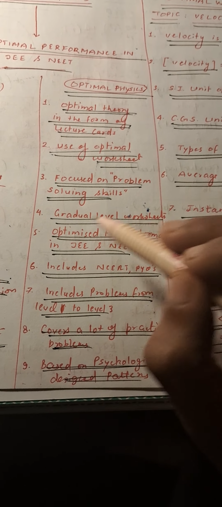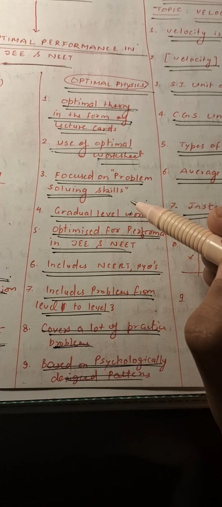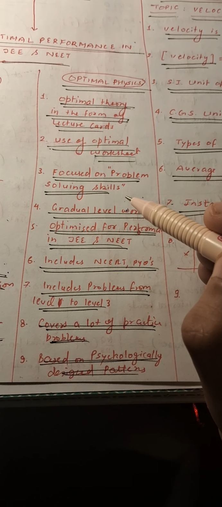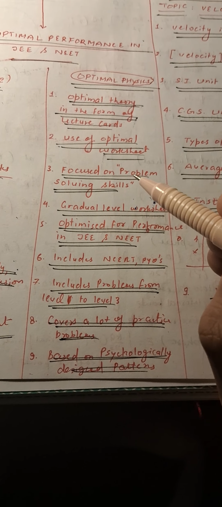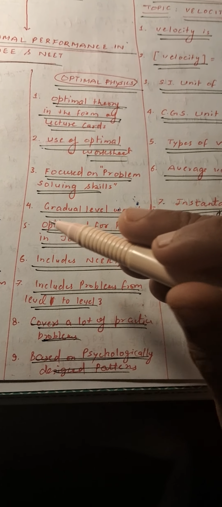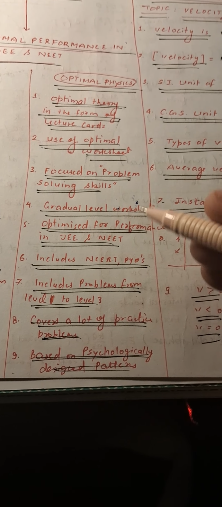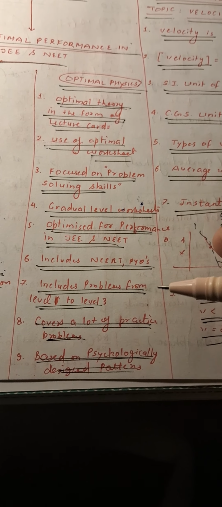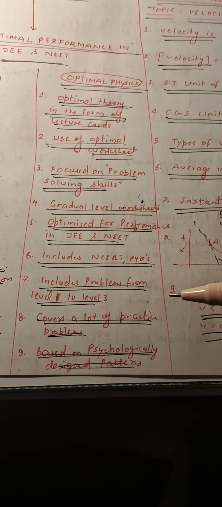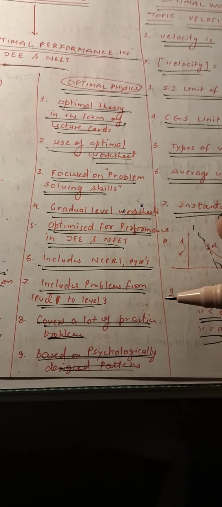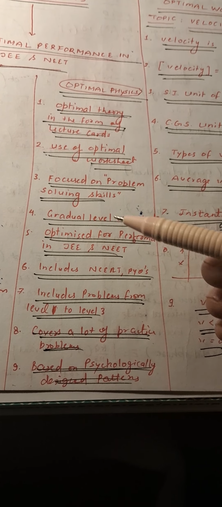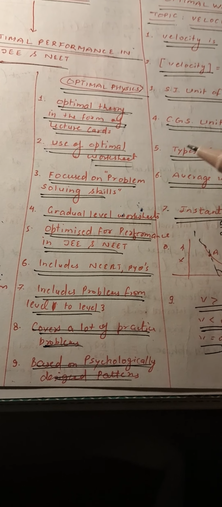Then the worksheets are of gradual level. We start from level 1, which involves very simple questions, the fundamental concepts, the vocabularies, so that you can start from level 1. Then it is optimized for performance in JEE NEET, because gradually we cover all the PYQs and a level higher than the PYQs, based on permutations and combinations of different situations, different patterns.